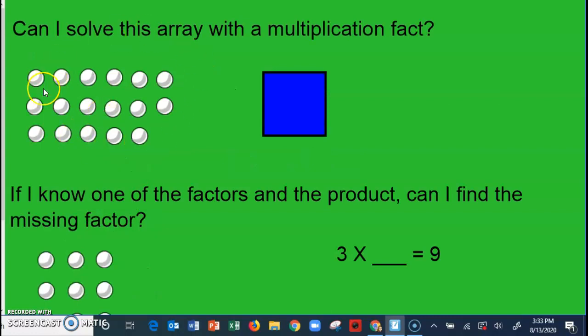Look at this array. Can I solve a multiplication fact with this array? Think about what you see. Arrays are made up of rows and columns. But no, we can't solve a multiplication fact with this because my rows and columns have to be equal. And this has a big gap in it.